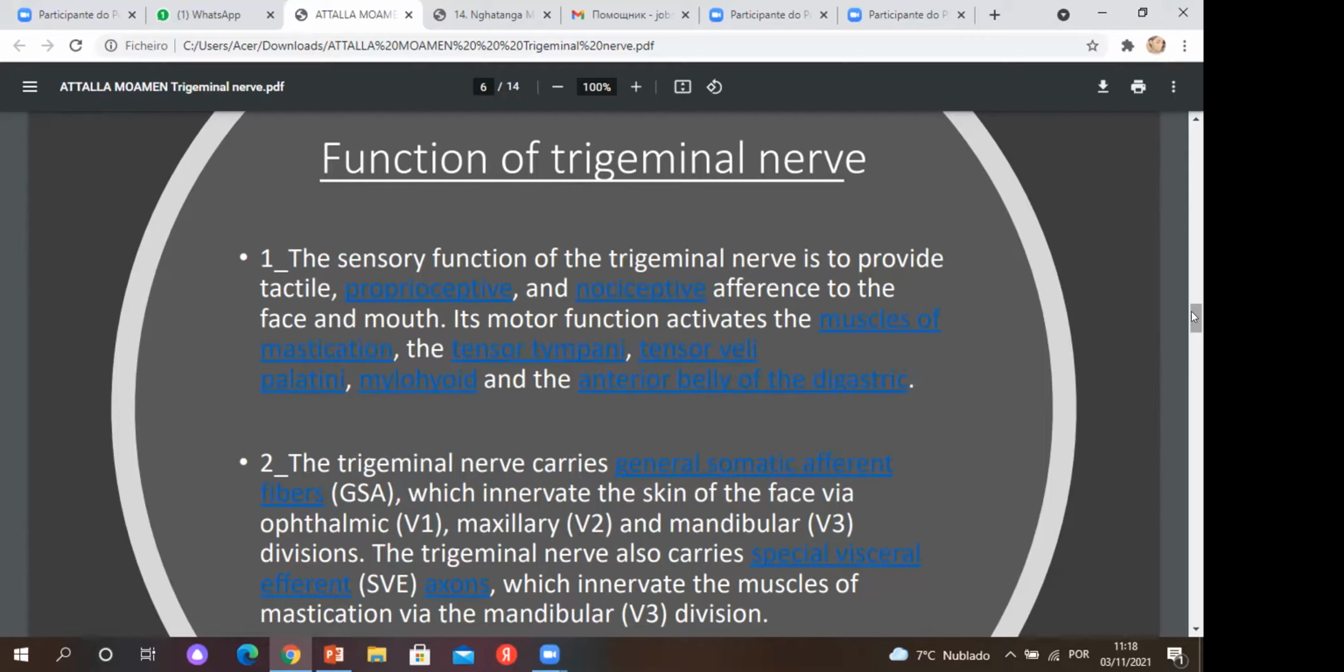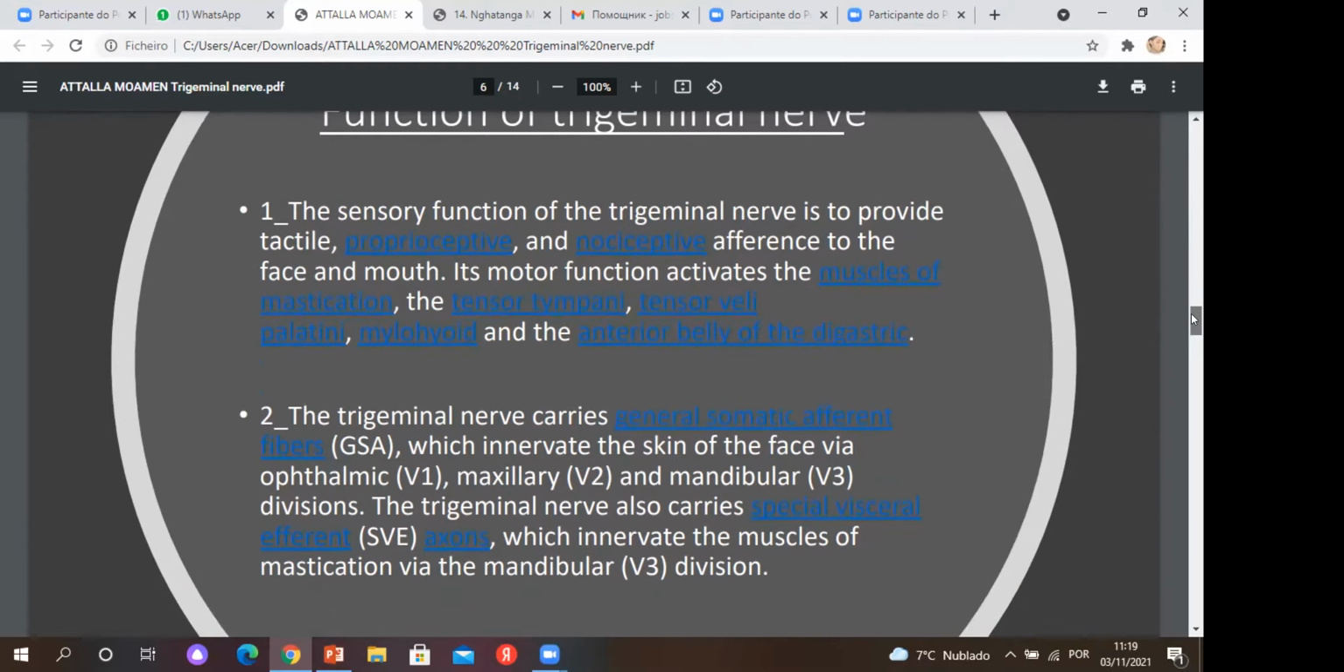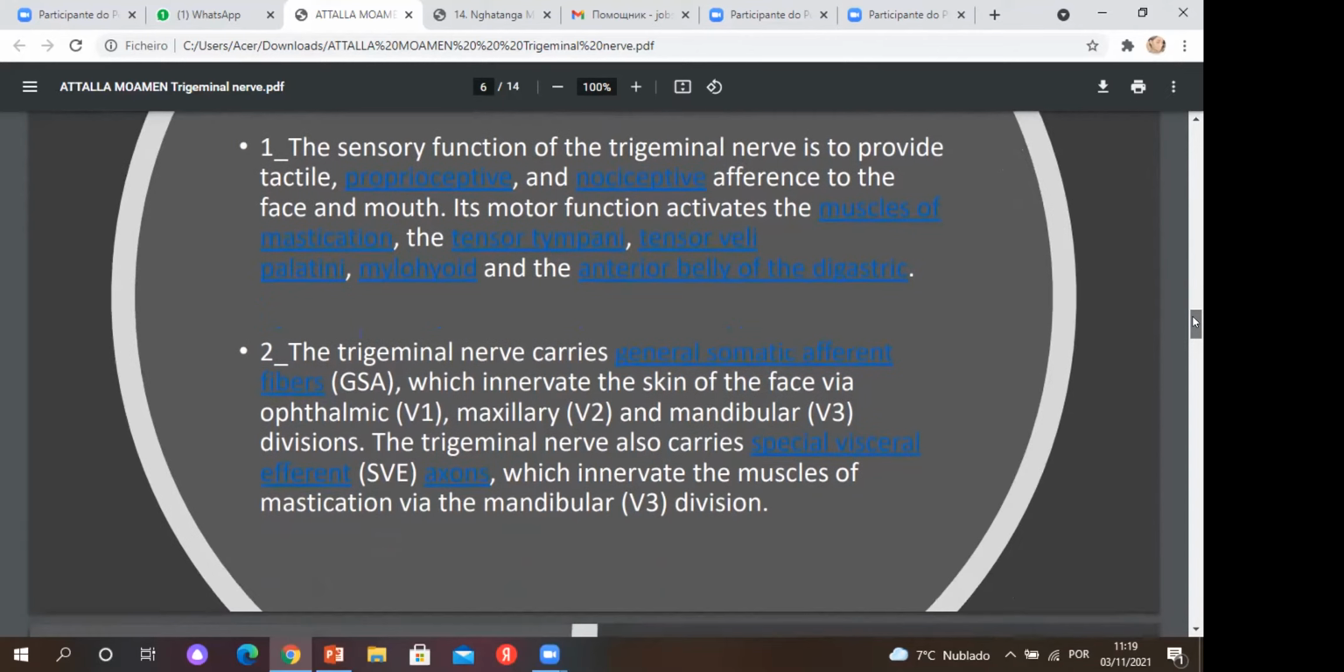It also has a motor function: the muscles of mastication, the tensor tympani, the tensor veli palatini, the mylohyoid, and the anterior belly of the digastric. The second one, the trigeminal nerve carries the general somatic afferent fibers, which innervate the skin of the face via the ophthalmic, maxillary, and mandibular divisions. The trigeminal nerve also carries the special visceral efferent axons, which innervate the muscles of mastication in the mandibular division.